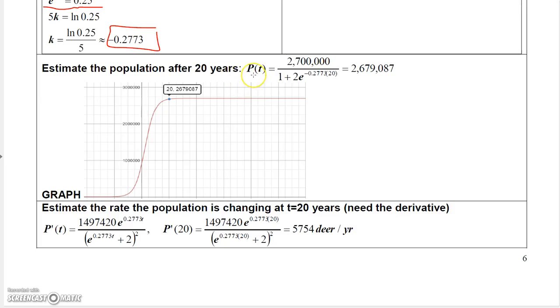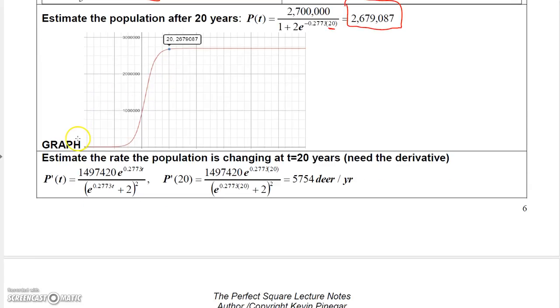So now you could estimate the population after 20 years. Just plug 20 in for t, and then plug this in your calculator, and after 20 years, the estimated population would be about 2.679087 million. Notice how the graph, if you graph this, takes off. It follows like an exponential curve, but it begins to level out. And so right here, you're about at the top end, because remember, you can only get about 2.7 million. So it's going to level off after 20 years there.